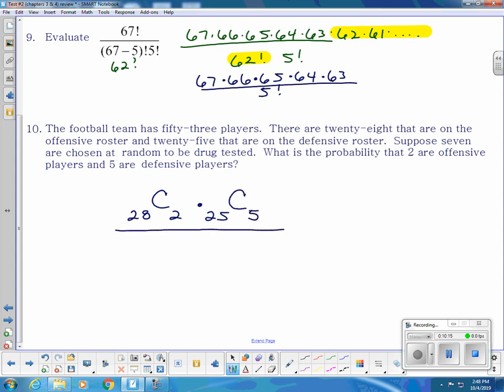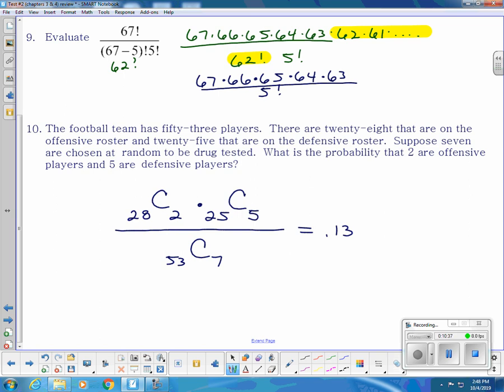Out of 53 players, where we're choosing 7 of them. Okay, so you're going to split the numerator into offensive and defensive. How many ways can I pick 2 from the offense and 5 from the defense over the total number of ways to pick 7 kids at random?